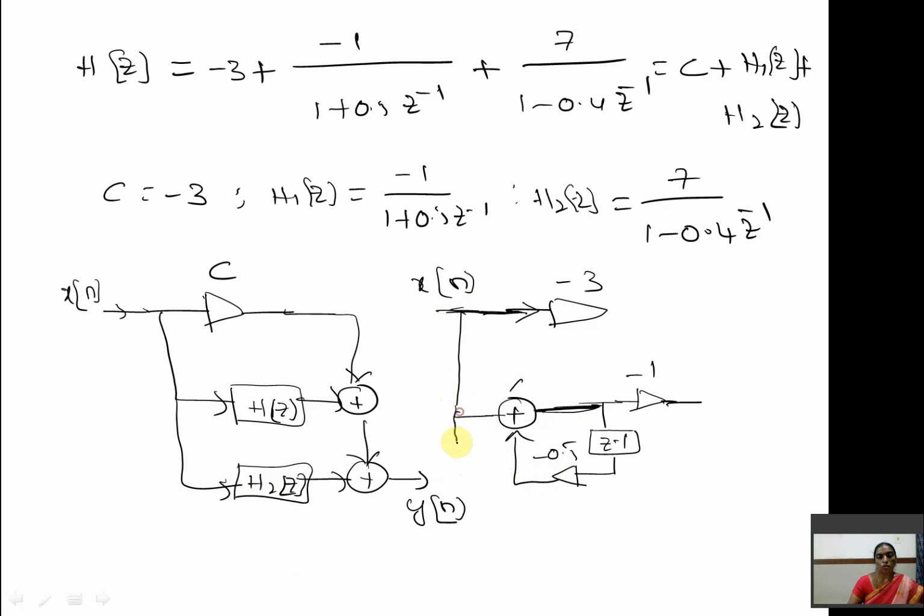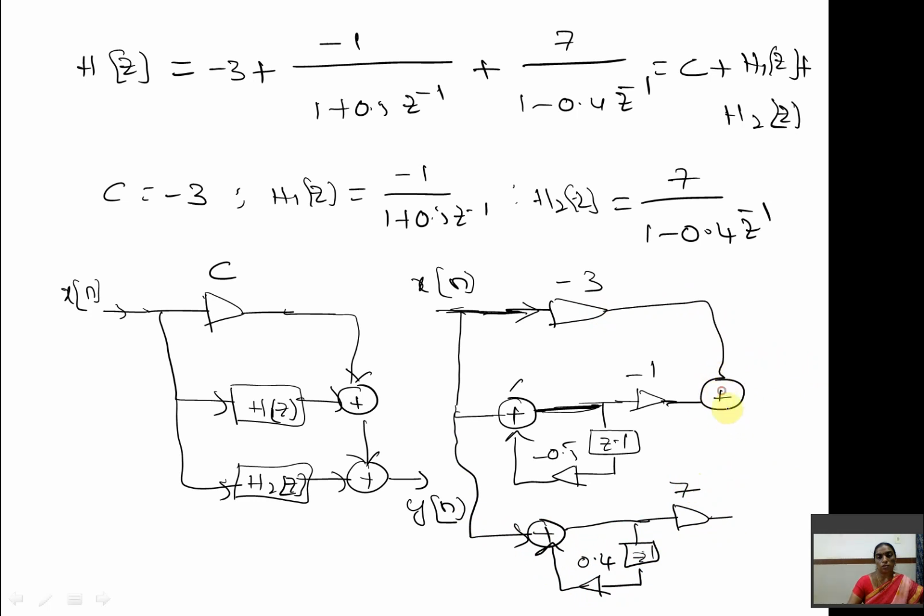Okay, so now again take the other one. What is that? This one, z inverse. Now multiplier 0.4. Now here use the multiplier 7, and then add this one to this, then this one to this, then you can get y of n. Right? So this is nothing but parallel form structure. Okay, so thank you.